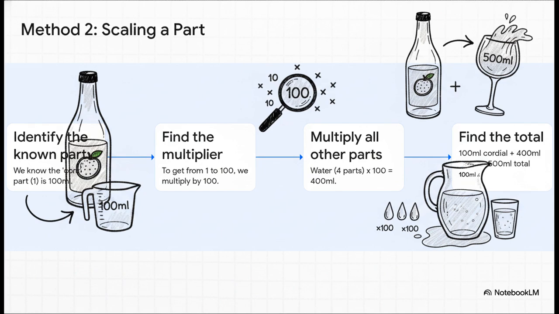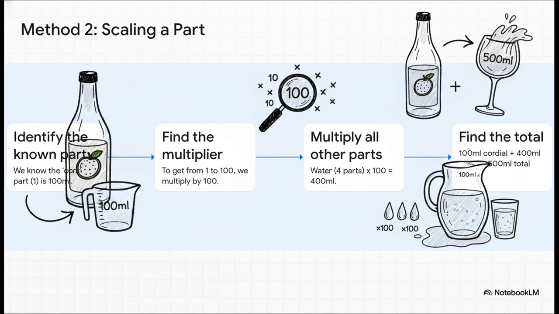So remember our 1:4 ratio of cordial to water? We know our 1 part of cordial is 100 milliliters. So how do we get from 1 to 100? Well, we multiply by 100. That's our multiplier. And to keep the ratio balanced, we just do the exact same thing to the other side. So 4 parts of water times 100 is 400 milliliters.